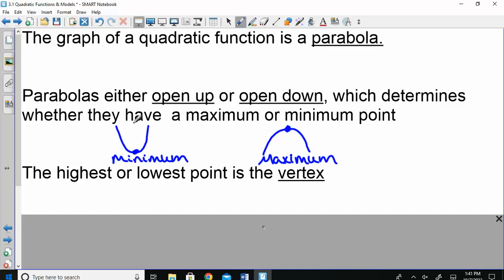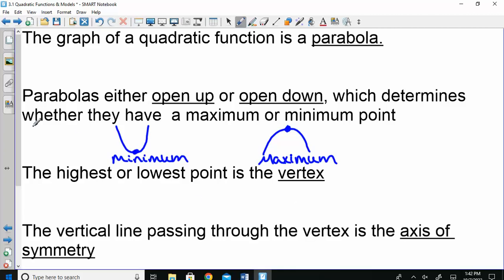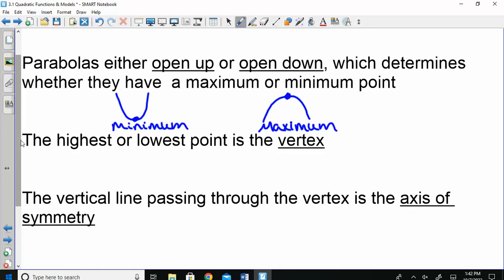And remember, when you graphed these for Mrs. Keller, you probably had to draw a dashed line going through the middle of your vertex. What was that line called? The axis of symmetry. It's that vertical line that is your line of symmetry. It separates the parabola into two halves.